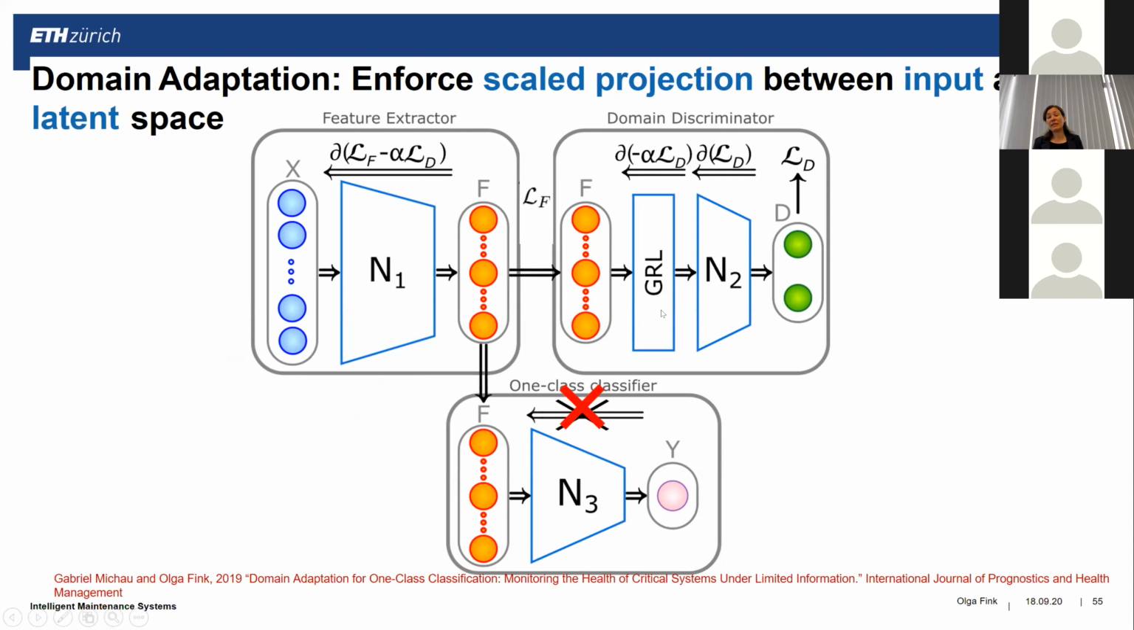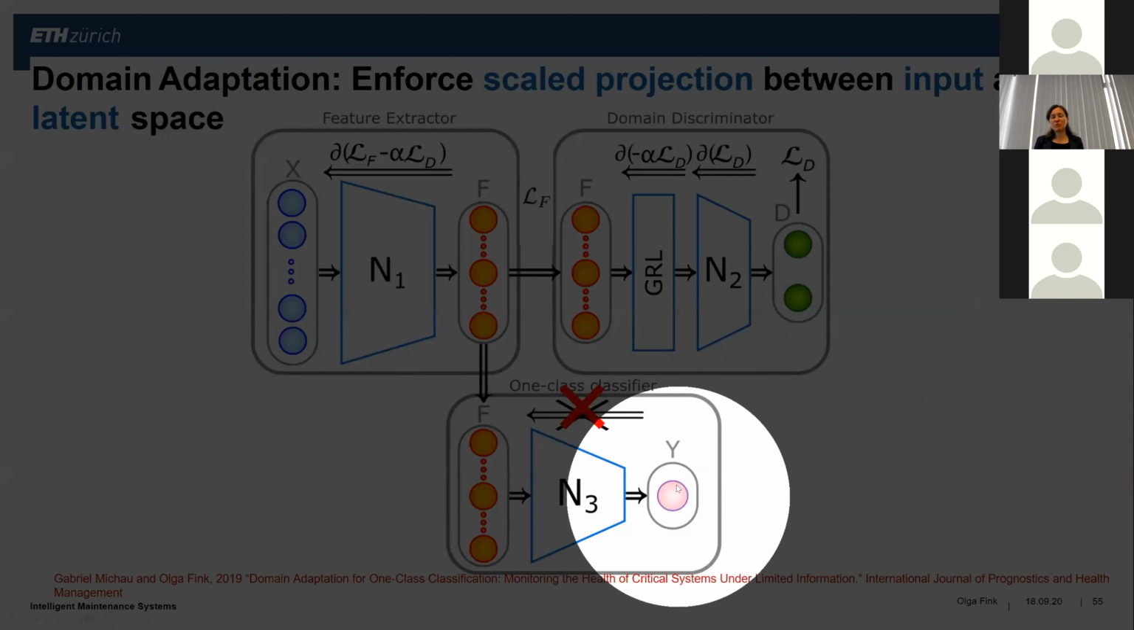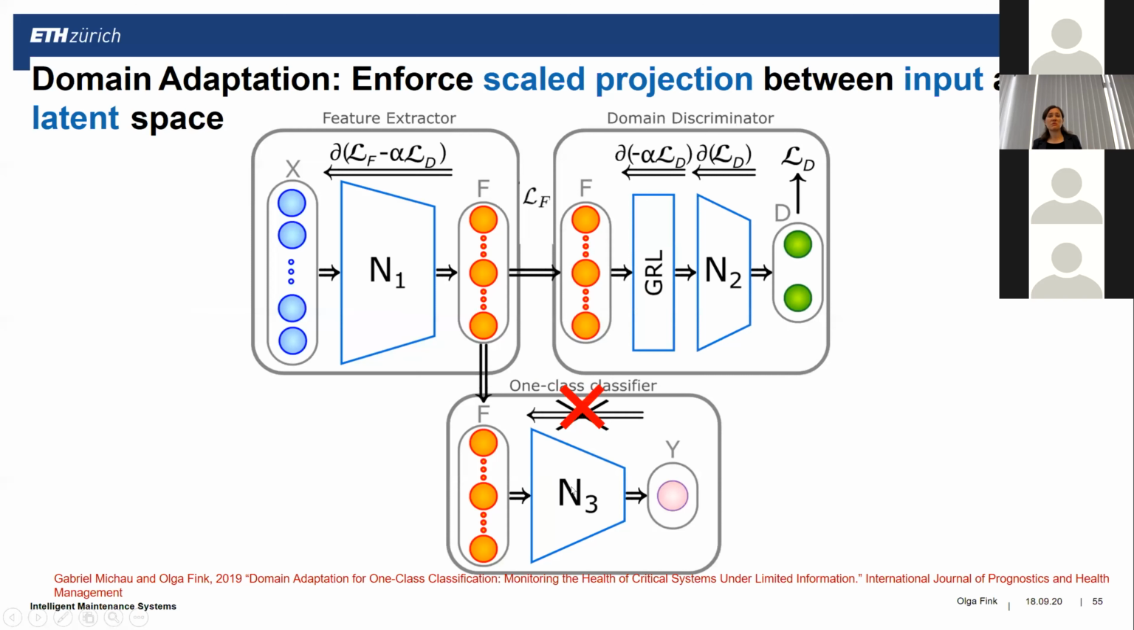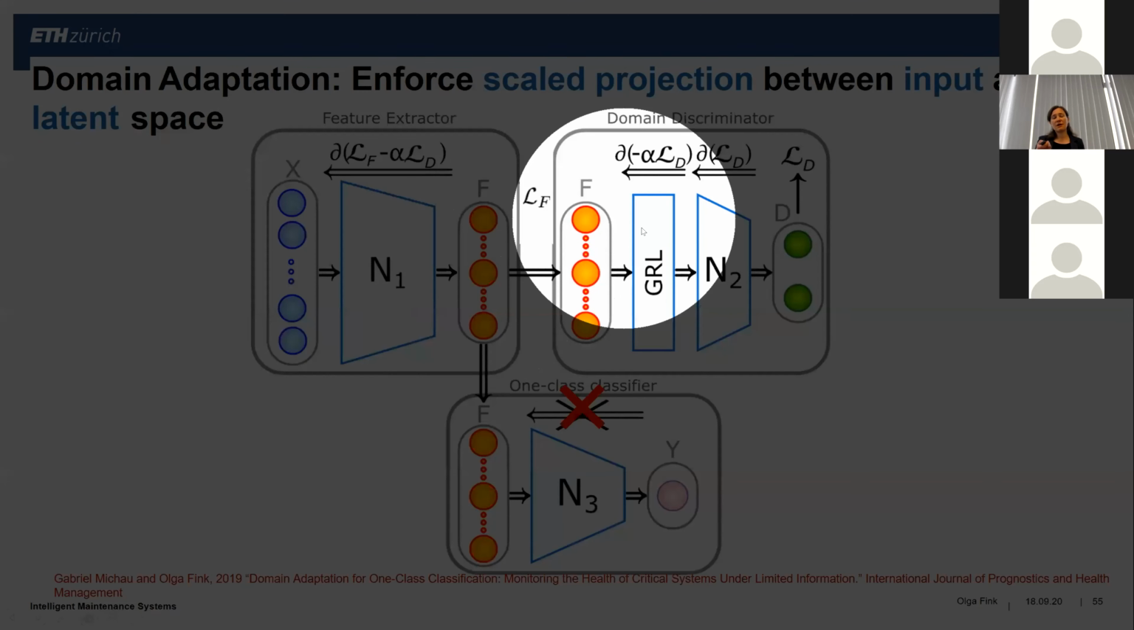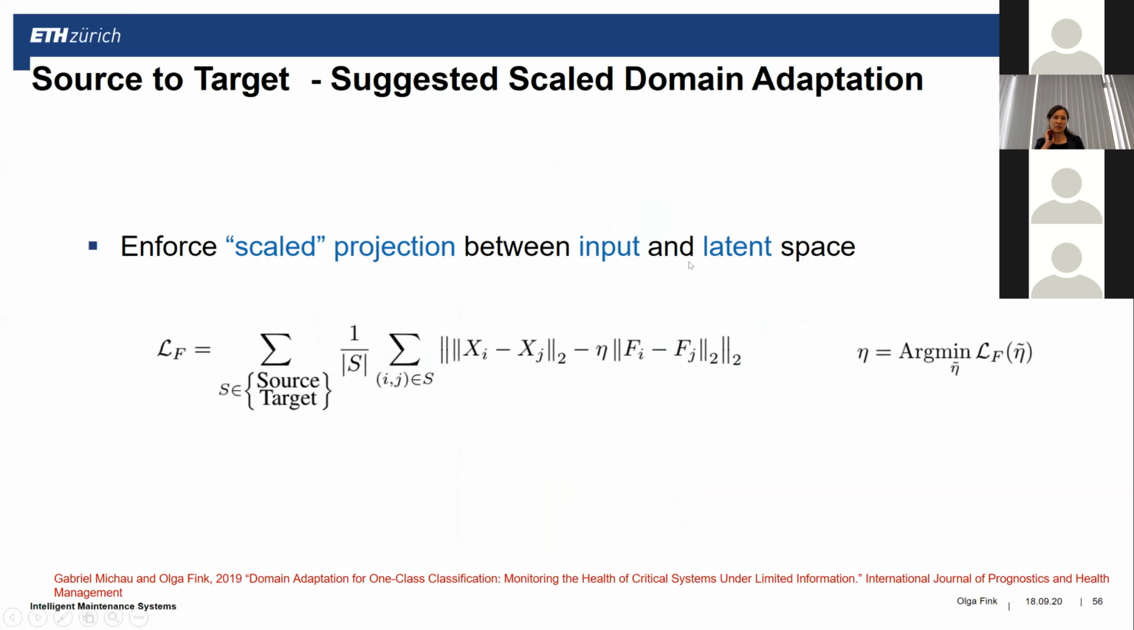But what we added additionally is this scale domain adaptation, so that we enforce a scale projection between the input and the latent space. This enables the representation between the input and the feature space to be rotated or scaled, but keeps the pairwise intersample relationships. That is the idea behind it, and that is what we then applied.